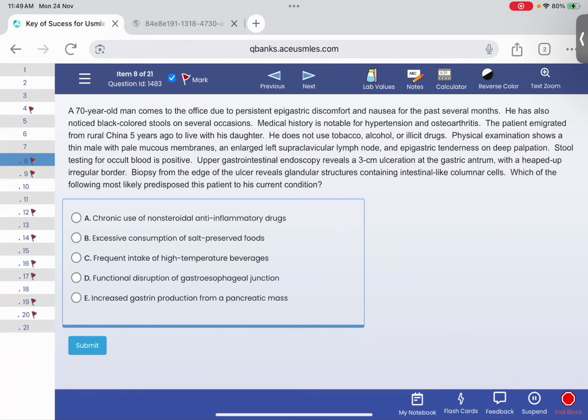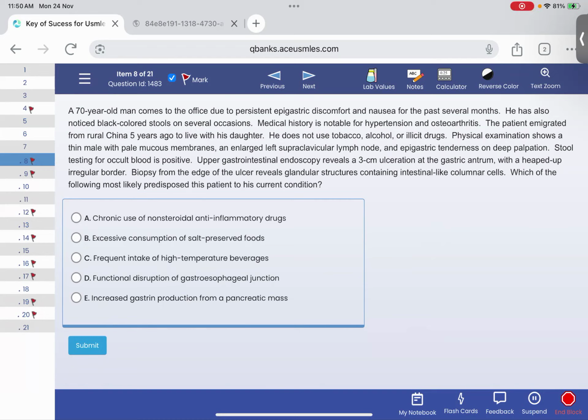Upper GI endoscopy reveals a 3 cm ulceration at the gastric antrum with a heaped up irregular border. Biopsy from the edges of the ulcer reveals glandular structures containing intestinal-like columnar cells. Which of the following most likely predisposed this patient to his current condition?